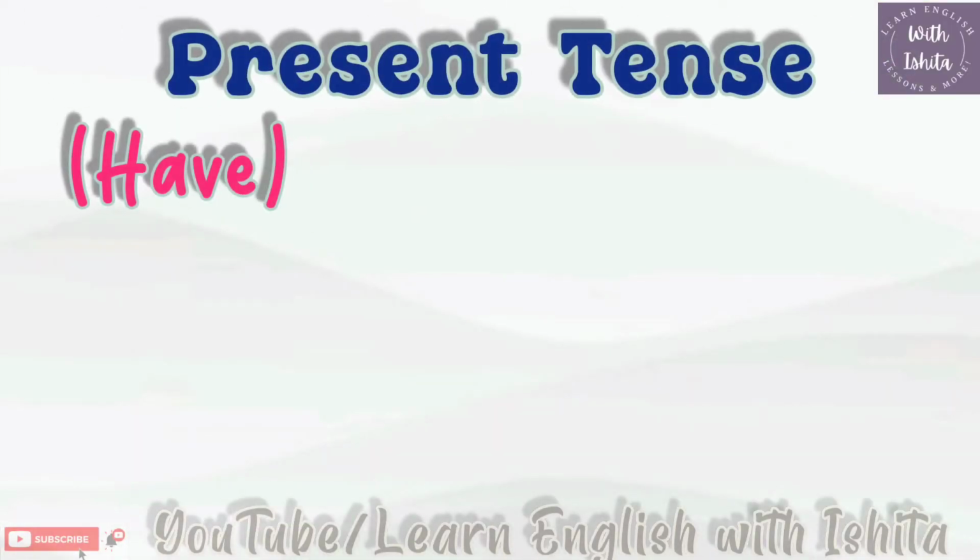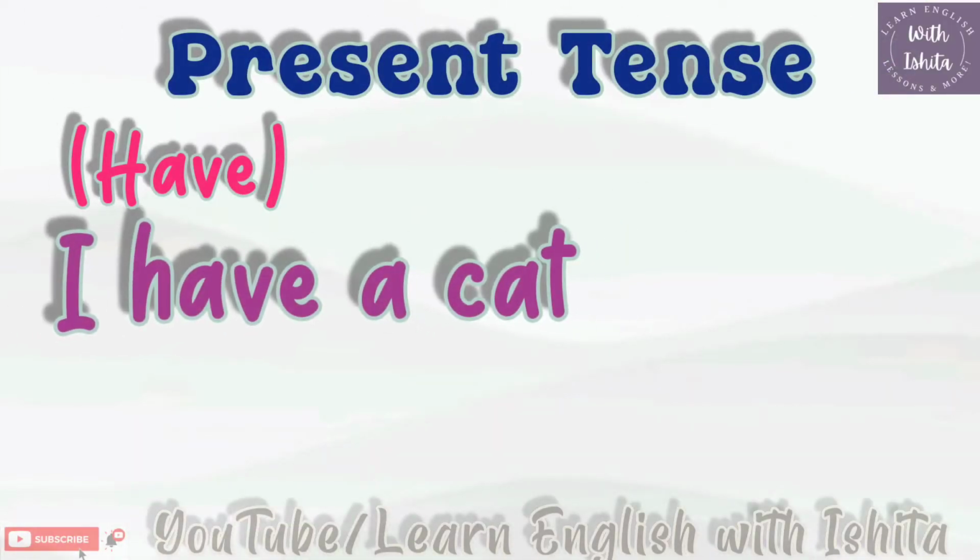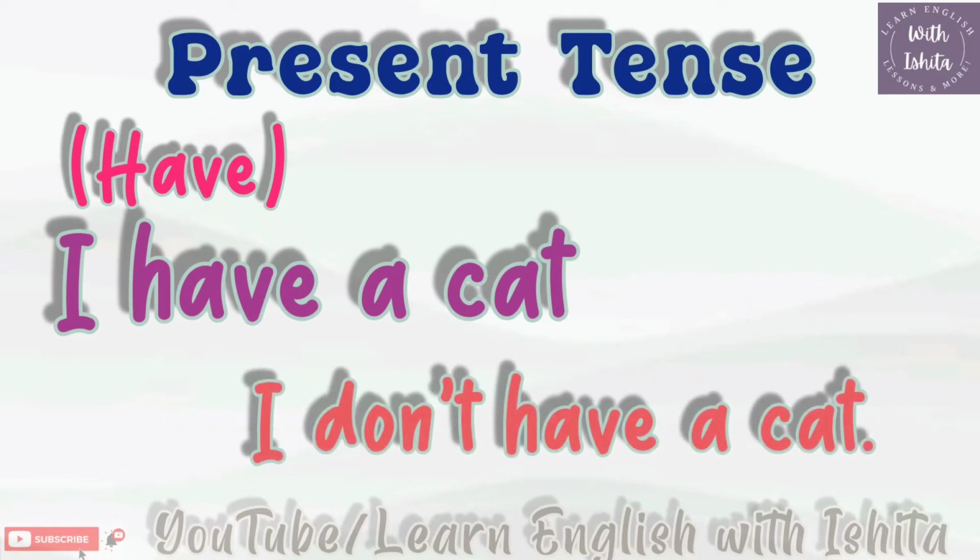First, for this we need to understand the present perfect and the past perfect tense. So first of all I need to show you these examples. That is using have. We use the auxiliary have in present tense. For example, I have a cat. I have a cat. But when we convert it in a negative way, we can say I don't have a cat.